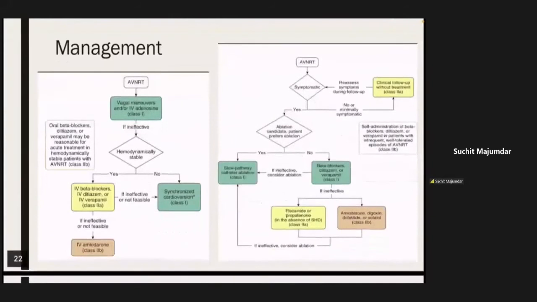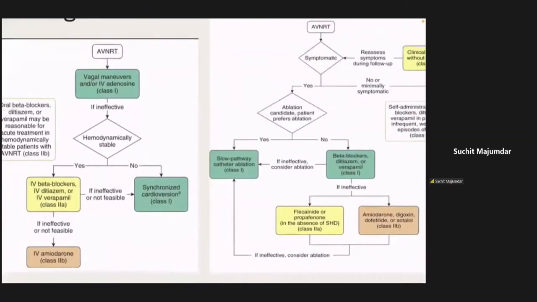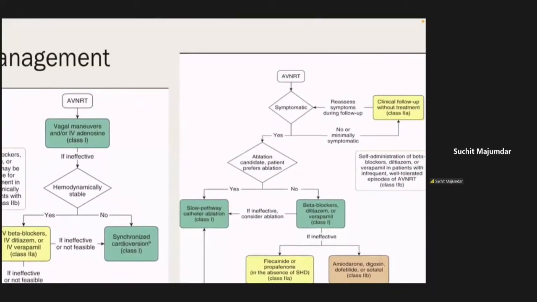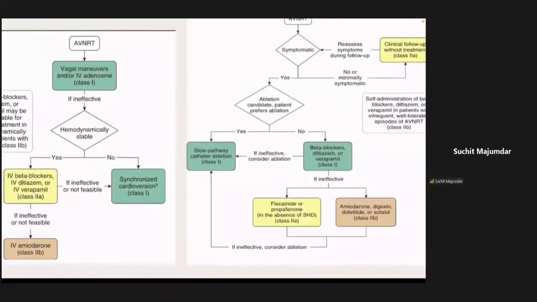For AVNRT, you can acutely terminate by vagal maneuver or IV adenosine, and it is effective in about 92% of the cases. If you give the vagal maneuver in a sitting position, that is more effective than giving it in a lying down position. If it is not converting, there are other drugs you can give, but mostly it will be converted by this. On long-term management, if a patient is an ablation candidate and prefers ablation, then you can go directly for ablation in AVNRT. If the patient is not willing for ablation, then you can give drug therapy like a beta blocker or a calcium channel blocker.